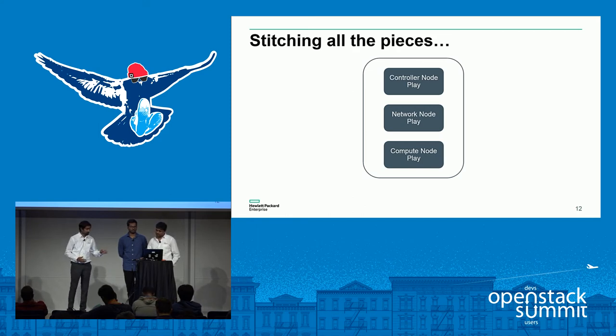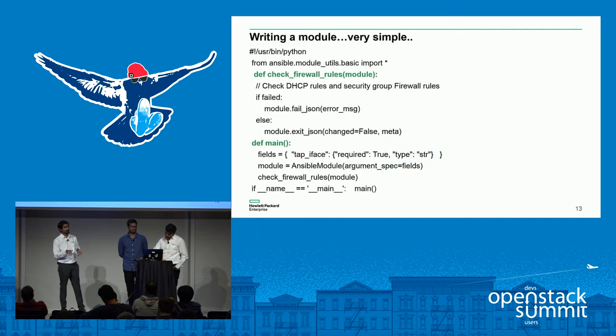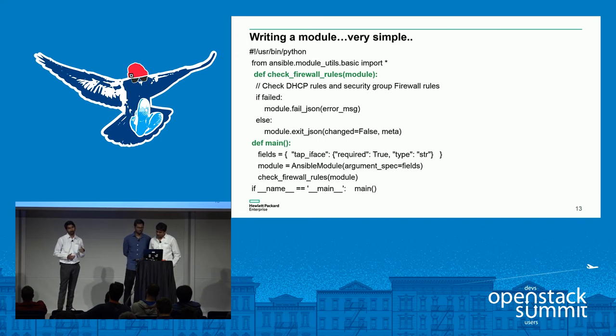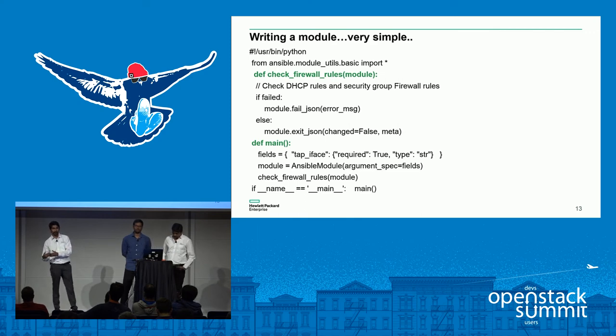I'll just skim through how we have written the modules. It's very simple. It just requires basic Python knowledge. We write one function per module. The rule of thumb is to write only one task, or one troubleshooting checkpoint, per Ansible module. That makes it very modular, and we can use it in multiple other playbooks. Suppose there is a Nova boot failure, then you will need to get the instance details.